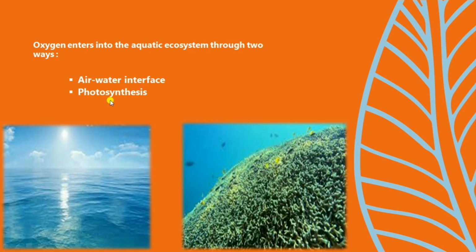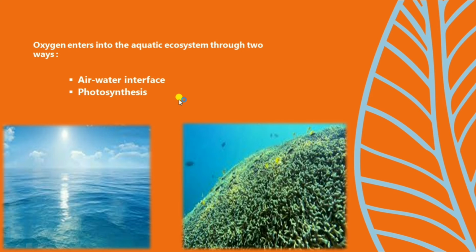Through the air water interface, the oxygen in the atmosphere can get into the aquatic ecosystem. And through photosynthesis, who is doing this photosynthesis? The producers inside the aquatic ecosystem, like phytoplanktons. And these two methods give oxygen to the aquatic ecosystem.